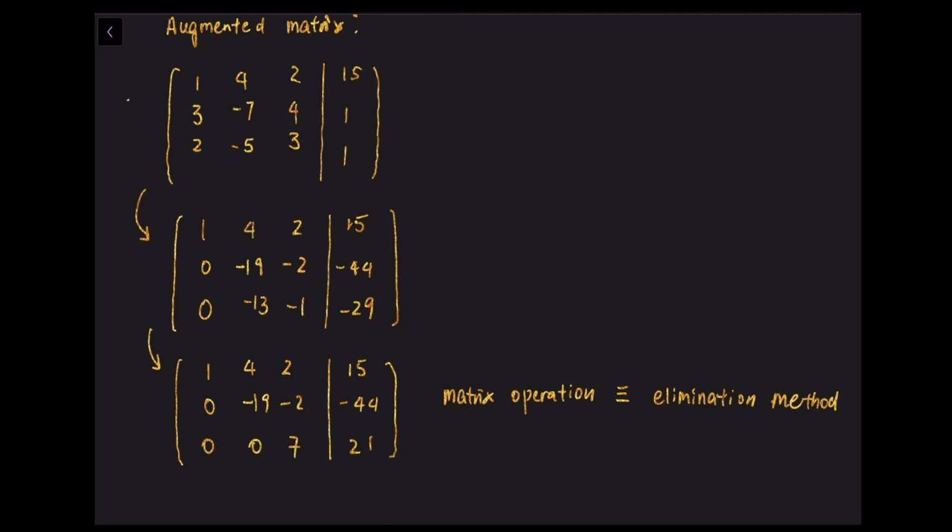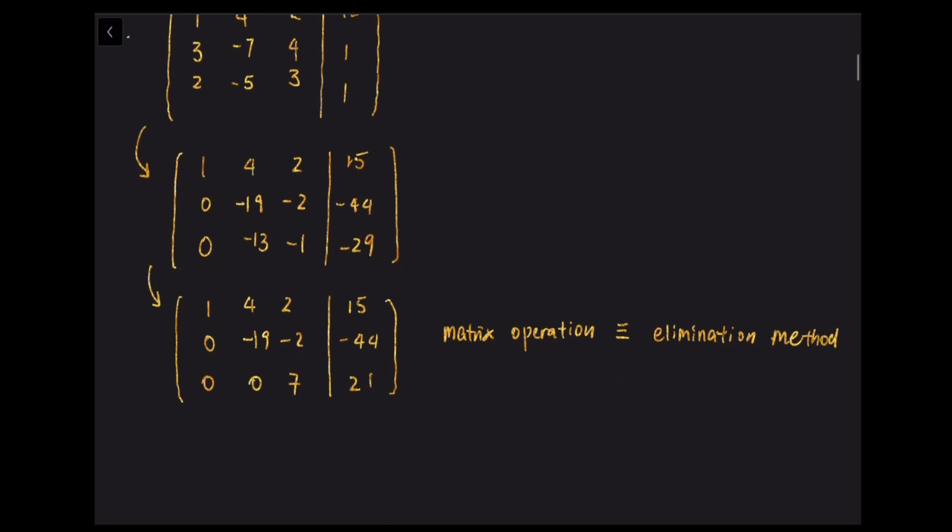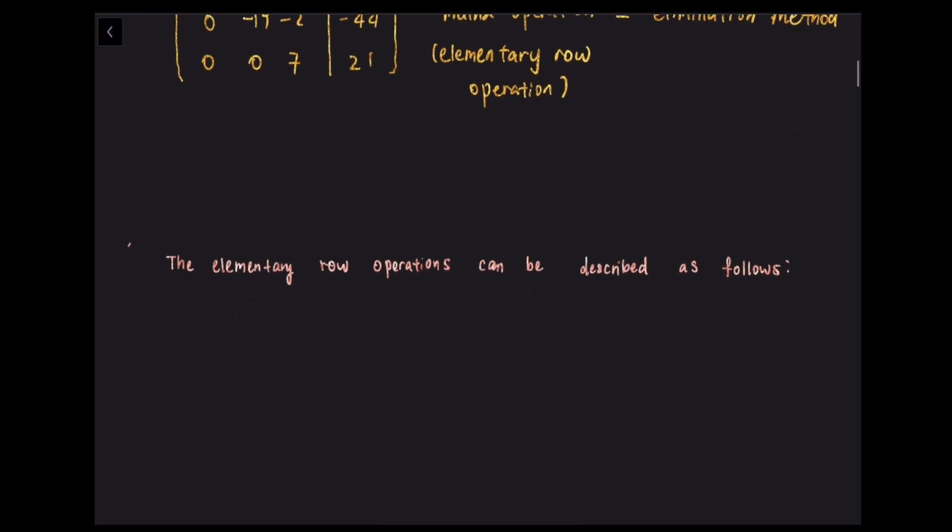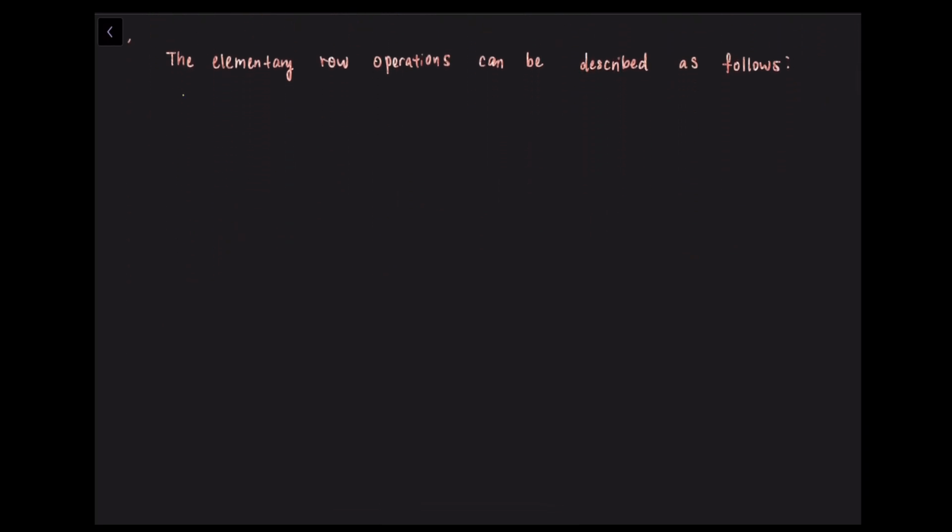This is an example of a set of operations known as the elementary row operations, which can be used to facilitate the solution of equations represented in matrix form. The elementary row operations can be described as follows. The first one is swapping rows. The second one is the multiplication of a row by a scalar quantity. And the third one is the addition of one row to a scalar multiple of another row.